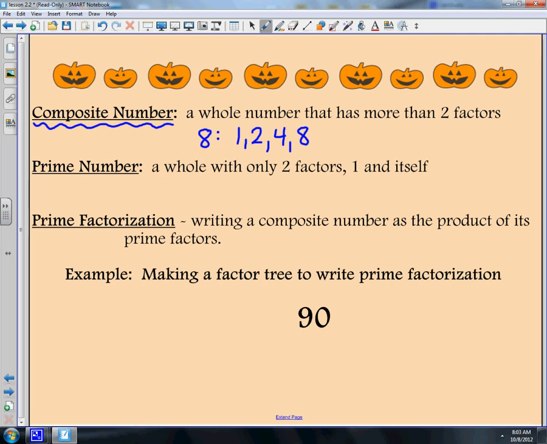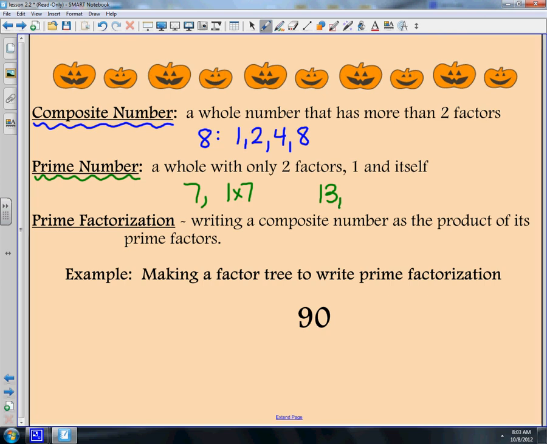A prime number is a whole number with only 2 factors, 1 and itself. So a prime number would be like 7, because when I write it out, I can only do 1 times 7. That's the only thing that goes into it. Or 13. There's lots of prime numbers.